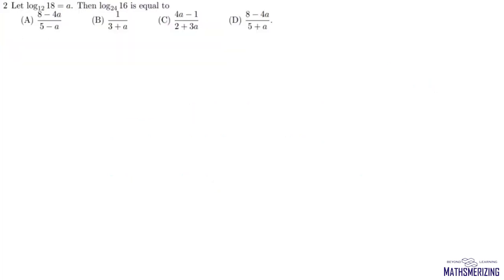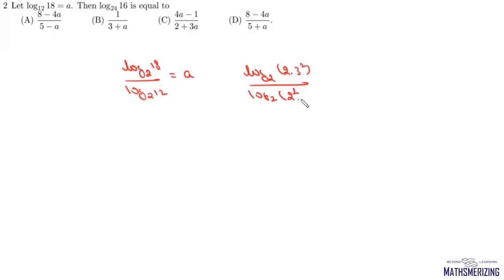Now question number 2 is, if log 18 base 12 equals a, then log 16 base 24 is equal to what? Now what we'll do is we'll write this log 18 base 12 as log 18 base 2 upon log 12 base 2, and we'll take it equal to a. Now we can write 18 as 2 into 3 square. So we'll write this as log of 2 into 3 square, and we'll write 12 as 2 square into 3, and it'll be equal to a.